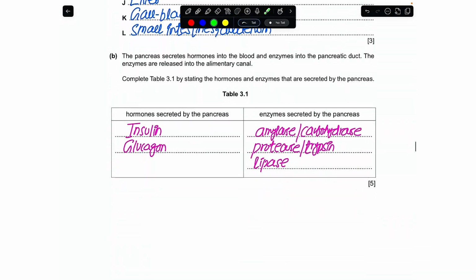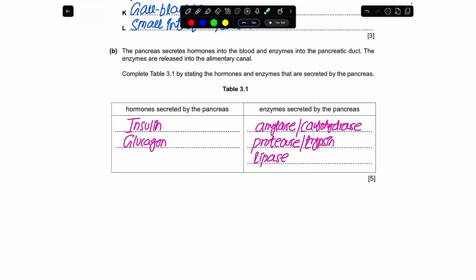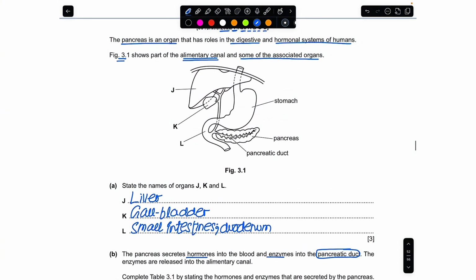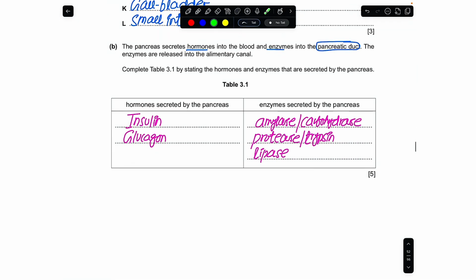If I were to move toward the B part, this is the same thing that they have presented above, that the pancreas is releasing the hormones and the enzymes. The enzymes would come into the pancreatic duct. The hormones would actually go into the blood plasma. So that is why they want us to fill up the table which they have given below, where we need to be stating the hormones and the enzymes that are secreted by the pancreas.